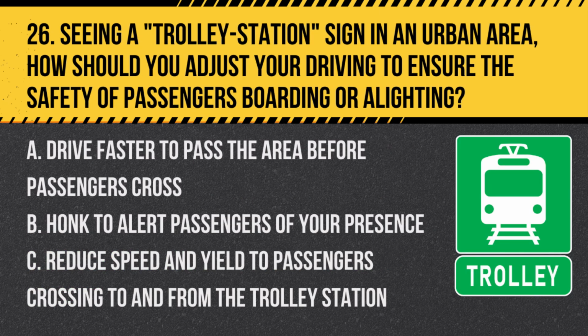Question 26. Seeing a trolley station sign in an urban area, how should you adjust your driving to ensure the safety of passengers boarding or alighting? A. Drive faster to pass the area before passengers cross. B. Honk to alert passengers of your presence. C. Reduce speed and yield to passengers crossing to and from the trolley station.